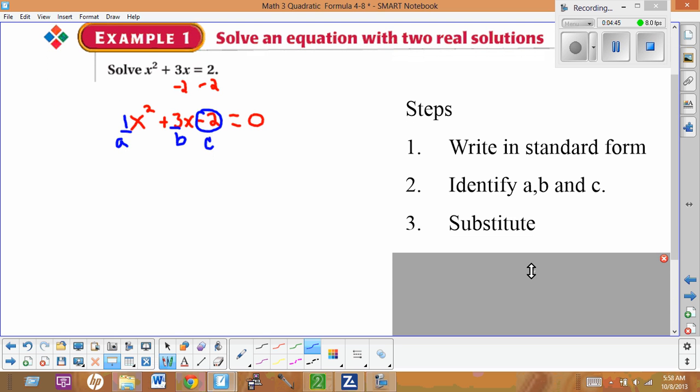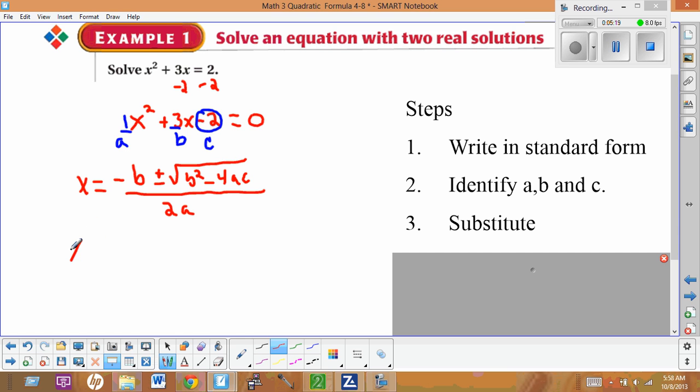Okay, our third step, simple substitution. So please, oh please, write down the equation. The more we write it, the more we will have this thing memorized. And even say it as you write it. This is x is equal to the opposite of b plus or minus the square root of b squared minus 4 times a times c, all divided by 2a.